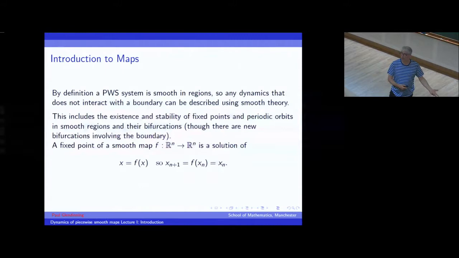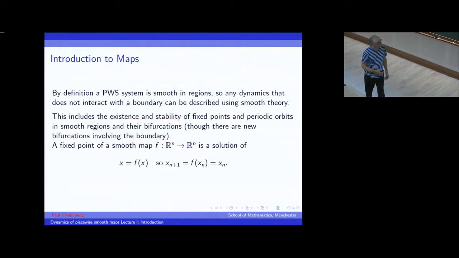So, piecewise smooth system, you know what that is. And map, okay, you've got x_{n+1} = f(x_n) as your map, and one of the most important things is a fixed point, x = f(x). So if x = f(x), then x_{n+1} = f(x_n), and f(x_n) = x if you're at the fixed point. So x_{n+1} = x_n. You stay there.